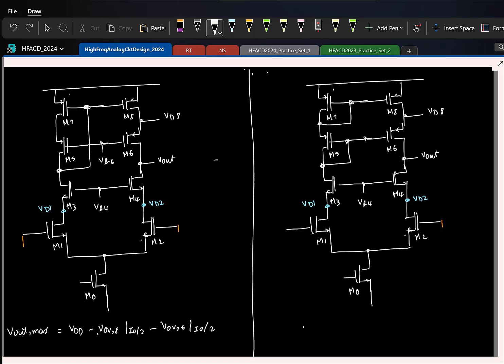So that way all bias voltages are generated, right? So this looks simpler, and in fact this will also work. And here, can you tell me what will be the incremental, do you think anything will change in the small signal gain?